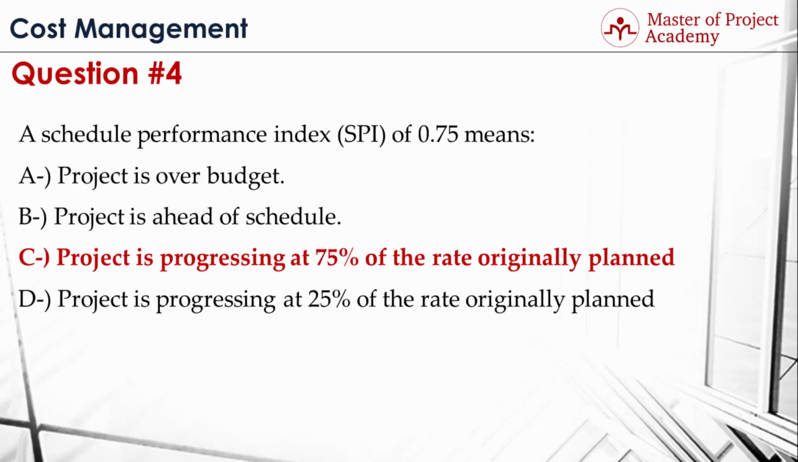C. Project is progressing at 75% of the rate originally planned. A is irrelevant because SPI is a Schedule Performance Index. We cannot derive any conclusion about budget performance of the project with this index. B is not correct because SPI is less than 1, and therefore the project is behind schedule. And D says that you've completed 25% of the work that you originally planned, so it's not correct. The correct answer here is C, because an SPI of 0.75 means you've completed 75% of your work that you originally planned.